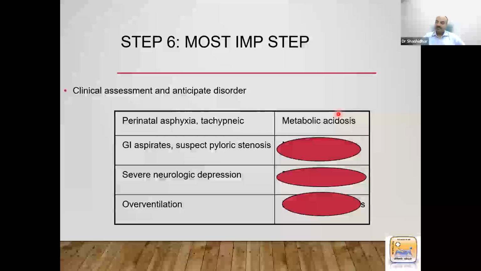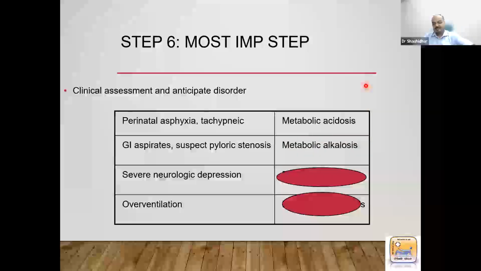Okay, in a baby who presented with a lot of GI aspirate, you suspect pyloric stenosis. What could be the disorder in pyloric stenosis? A lot of GI aspirates you're getting. Even in NEC sometimes, where they develop strictures, it can happen. Because of loss of acid, what you get is metabolic alkalosis, right?